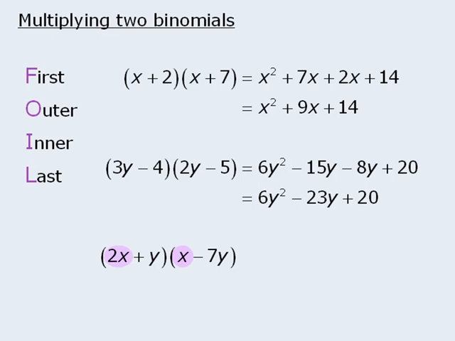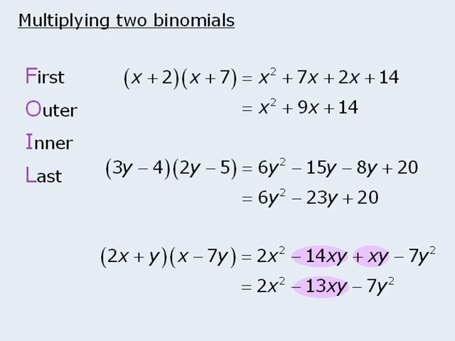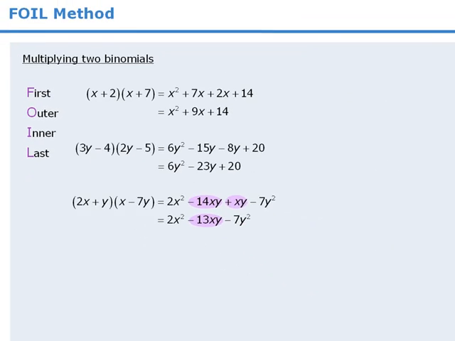First, we'll multiply the first terms to get positive 2x squared. Then we'll multiply the outer terms to get negative 14xy. Then we'll multiply the inner terms to get positive xy. And finally, we will multiply the last terms to get negative 7y squared. To simplify, we combine these two like terms to get negative 13xy.